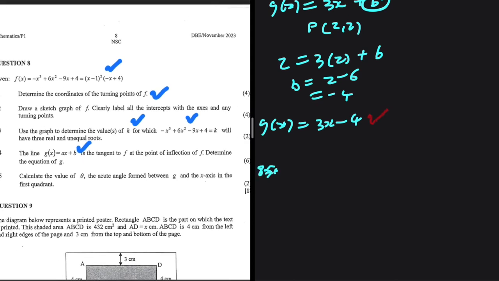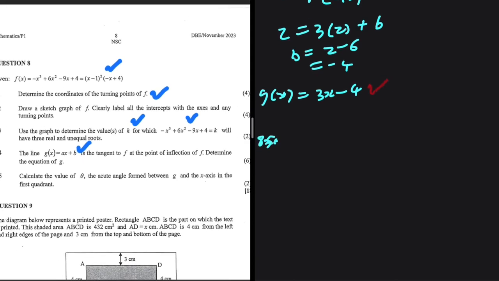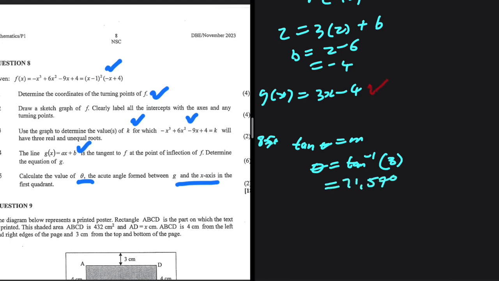The last question, 8.5, is quite easy to compute. We're looking for the value of theta, the acute angle formed between g and the x-axis in the first quadrant. The angle between g(x) and the x-axis is the angle of inclination. We know that tan theta equals the gradient, so it shouldn't be hard to find theta. Theta = tan inverse of 3. If you put that in your calculator, you get 71.57 degrees.